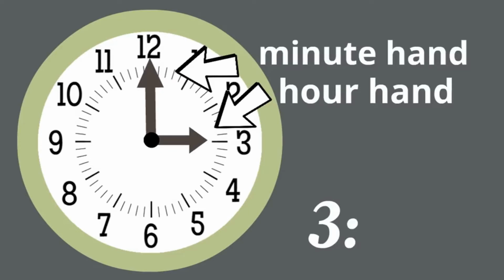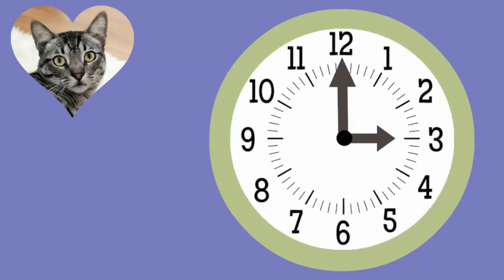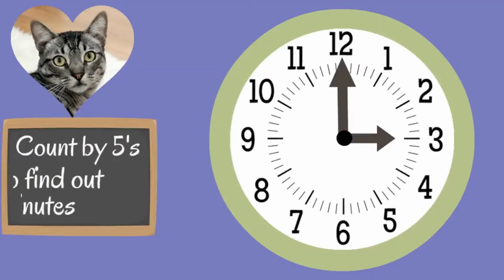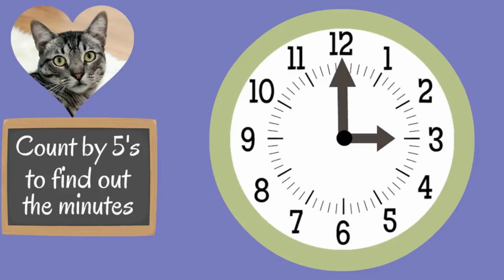Now let us read the minutes. To find out the minutes, we need to count by fives. All the small lines between the numbers on the face of the clock represent minutes. To find out the minutes, we need to count by 5 around the clock, or we need to just say the table of 5 around the clock once.